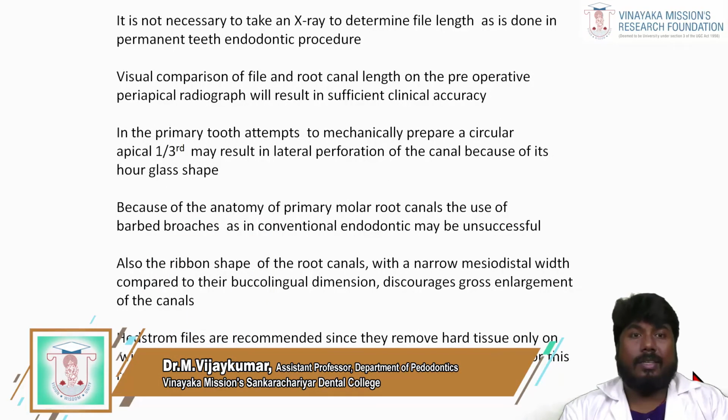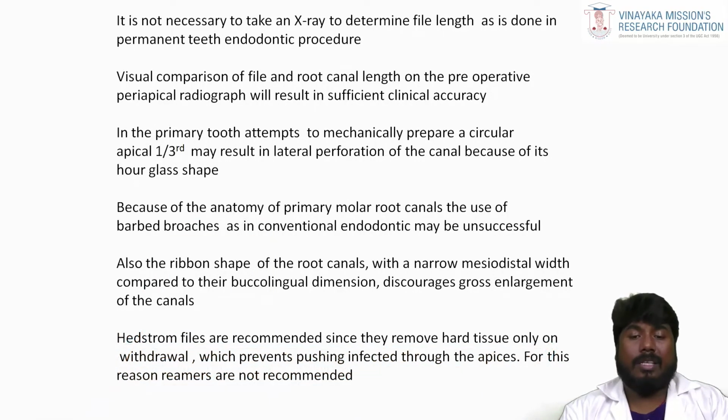It is not necessary to take an X-ray to determine the file length as done in permanent teeth. Visual comparison of the file and root canal length on the pre-operative periapical radiograph will result in sufficient clinical accuracy. In the primary tooth, attempts at mechanical preparation or circular preparation of the apical 1/3 may result in lateral perforation of the canal because of its hourglass appearance.